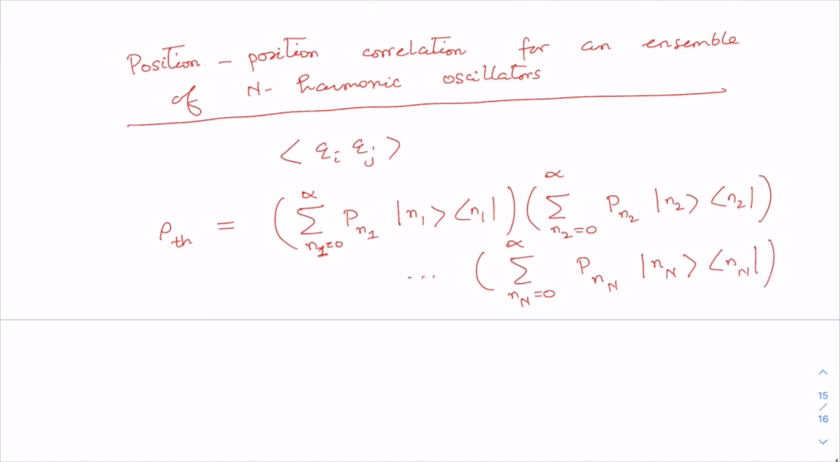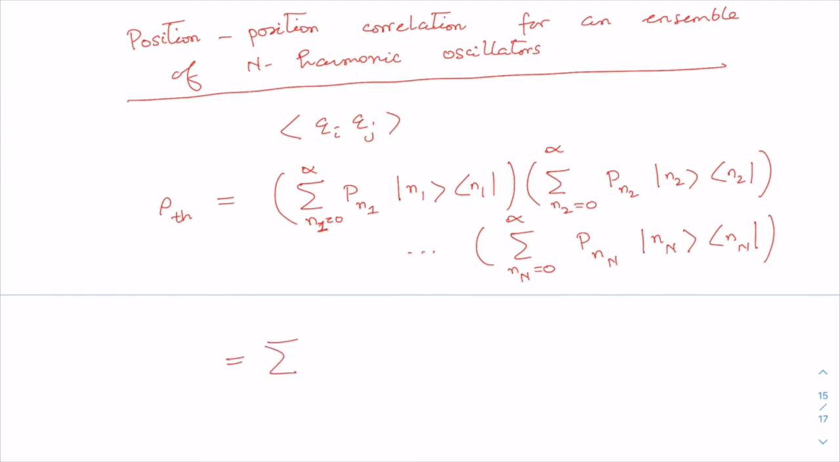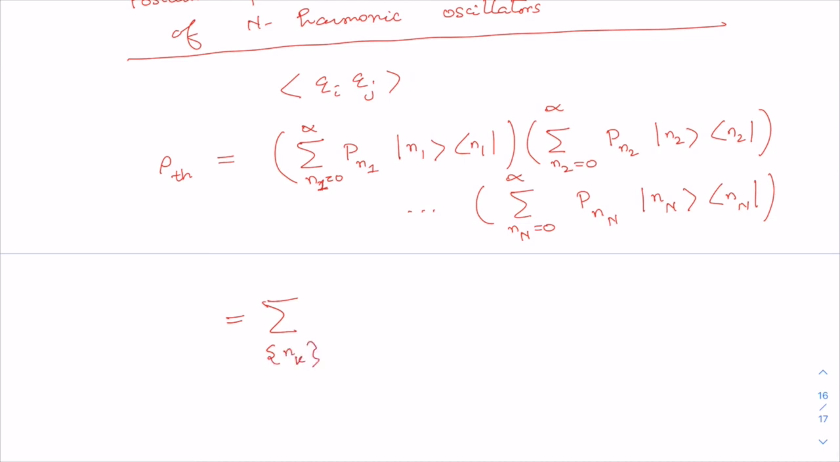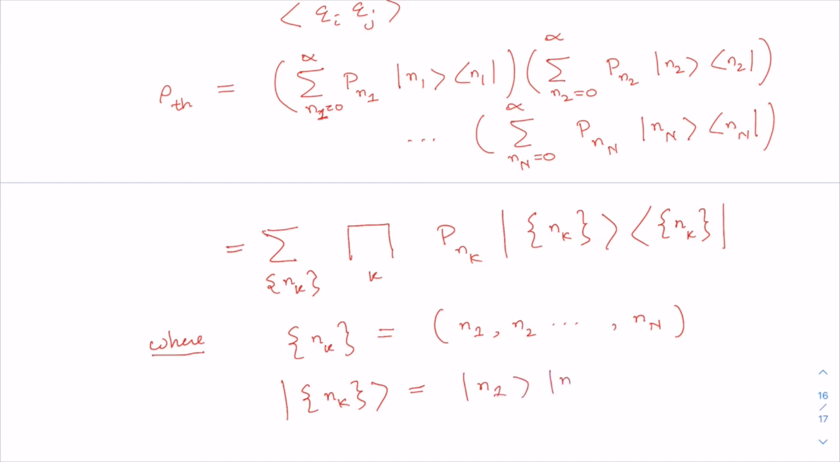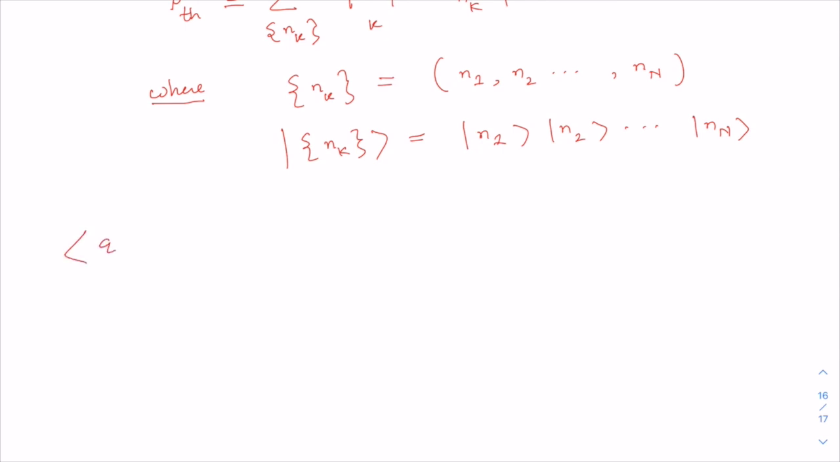This looks cumbersome, so we can write it in a shorthand notation as a sum. I will explain the terms here. I can write it in this bracketed term, {n_k}, with the product, and we have p_{n_k}, then the ket of n_k and the bra of n_k. Let me explain what I mean by this bracketed term. Here {n_k} means that I am having n1, n2 up to capital N. On the other hand, the k in the bracketed n_k symbolizes that we are talking about the direct product of n1, n2 up to capital N.